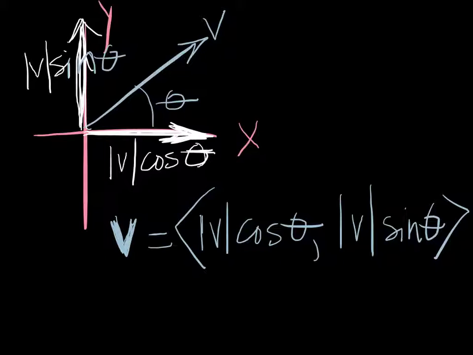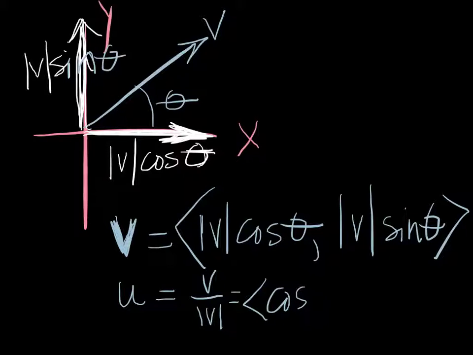On a side note, I don't know if this is in your notes, but to find the unit vector, one way could be cosine of theta, sine of theta. This is only if it's the unit vector.